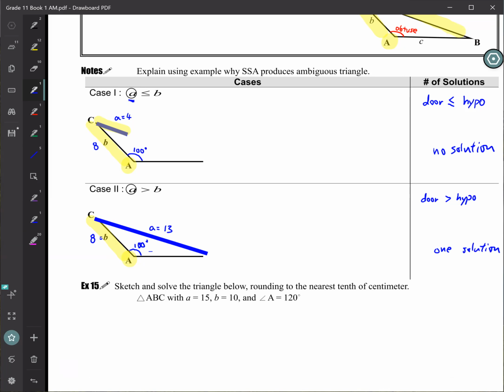So as you can see, if it's obtuse, it's much easier to determine the case. I don't care about the height. You just compare two things, door and hypotenuse, and that's it. And remember the equal sign is with case 1. When it equals the hypotenuse, you also have no solution. So let's try a question down here.